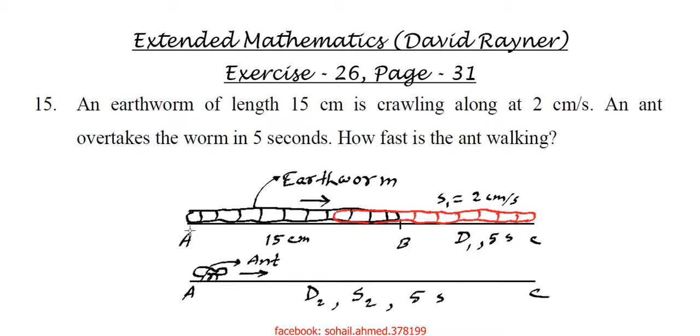The ant starts from end A and it overtakes the worm at point C. So at the same time, 5 seconds, the ant travels d2 distance. So we have to find the speed of the ant. So obviously here d2 equals 15 plus d1. So from here we can find the speed of the ant.